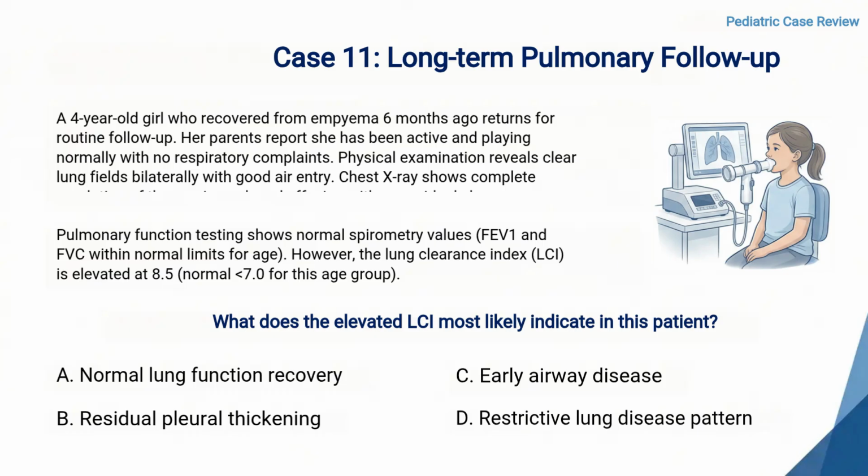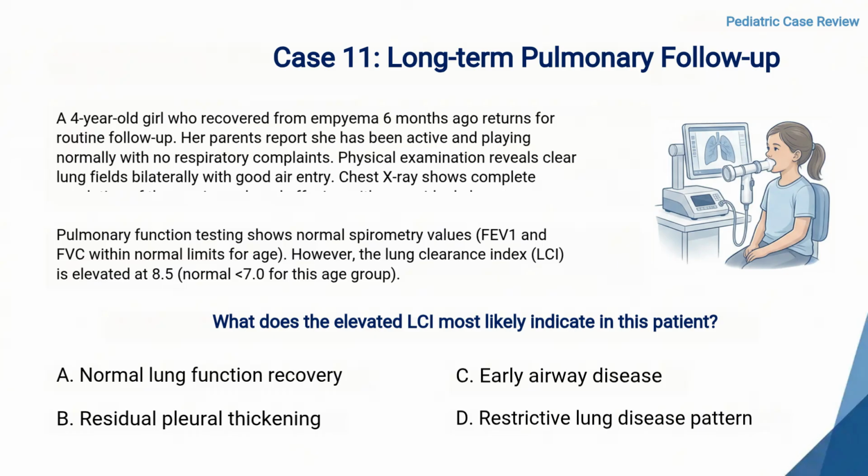Pulmonary function testing shows normal spirometry values with forced expiratory volume in 1 second and forced vital capacity within normal limits for age. However, the lung clearance index is elevated at 8.5, with normal being below 7.0 for this age group. What does the elevated lung clearance index most likely indicate in this patient?